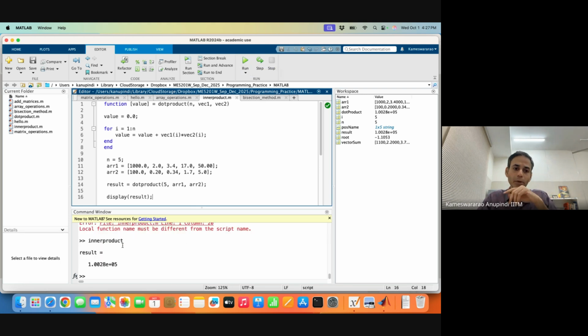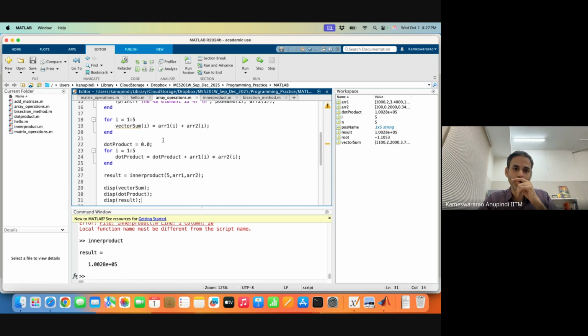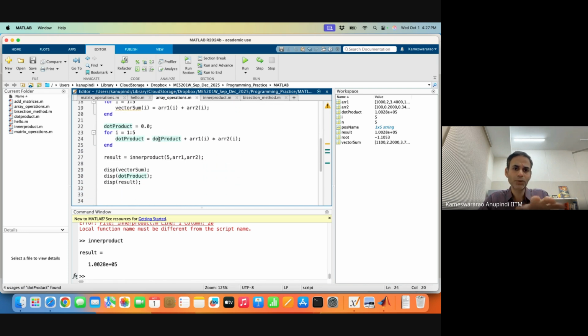Okay, it has run. Inner product is called, and then it says result equals 1.0028 times 10 to the power 5. That's what I have obtained. So it is able to run because of this change. Now again, if I were to call it from here, this is a similar array operations script that I have given to you before, in which I have used dot product as a variable, but with a capital P. So here I have used inner product.